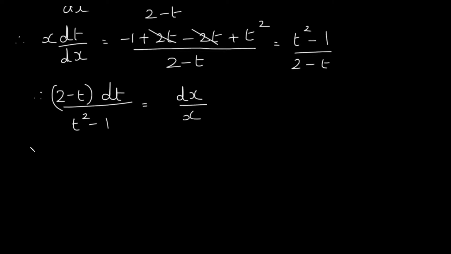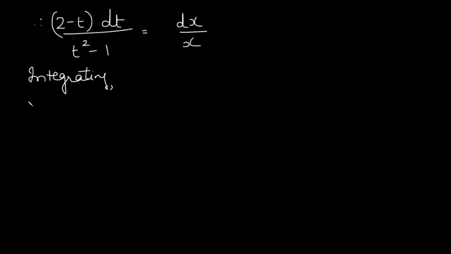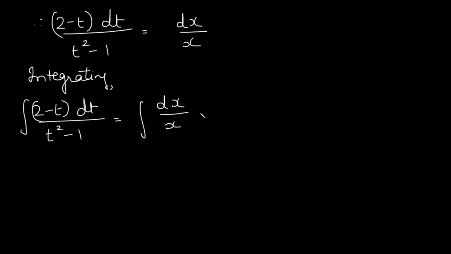Then integrating both the sides, we get over here integral (2 minus t) dt upon (t square minus 1) is equal to integral dx upon x plus c1. Suppose we write it as c1. Then now how to solve the LHS? Because RHS, yes, we are going to get log x. How to solve the LHS?